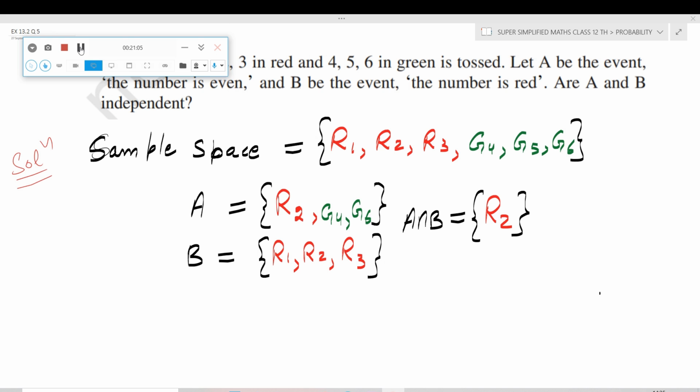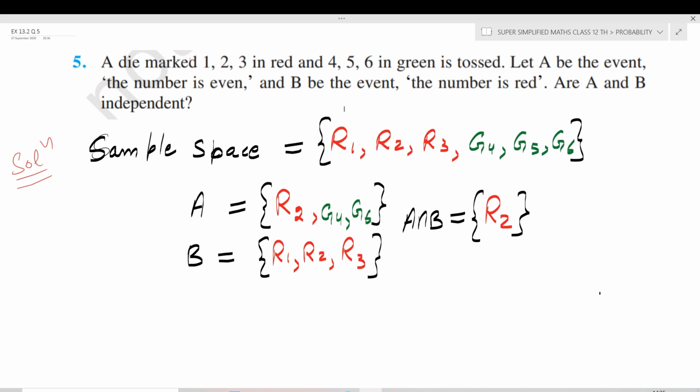Now students, consider question number 5 of exercise 13.2. The question says that a die is marked 1, 2, 3 in red and 4, 5, 6 in green, and this kind of die is tossed. That means its 3 faces are red, on which numbers 1, 2, 3 are written, and its 3 faces are green, on which numbers 4, 5 and 6 are written.